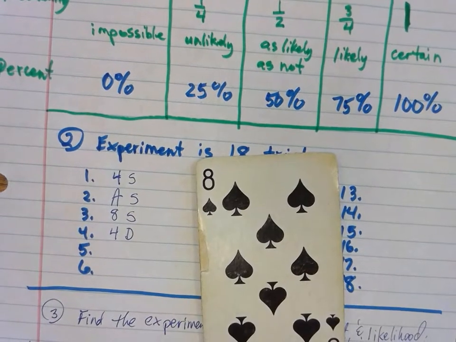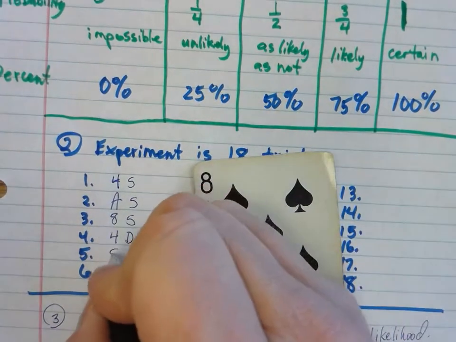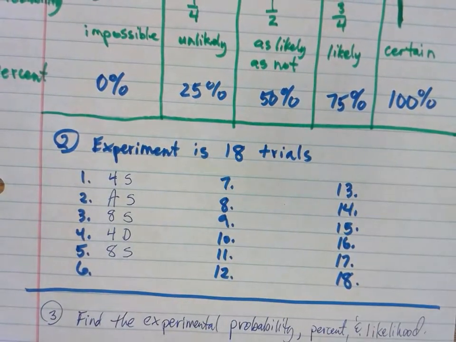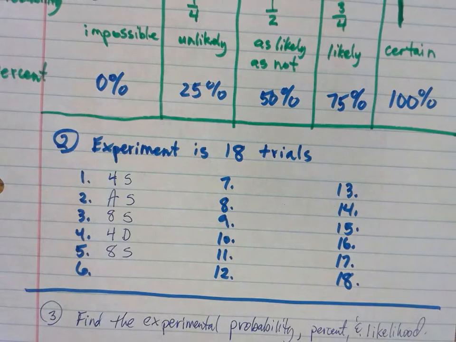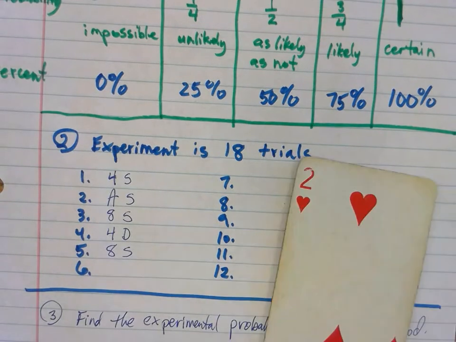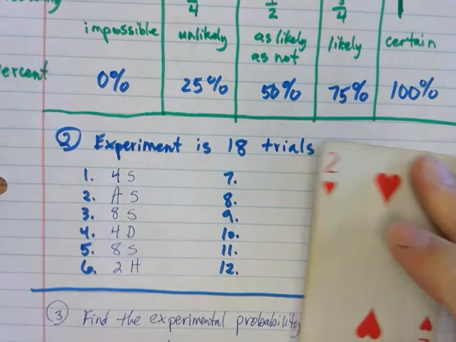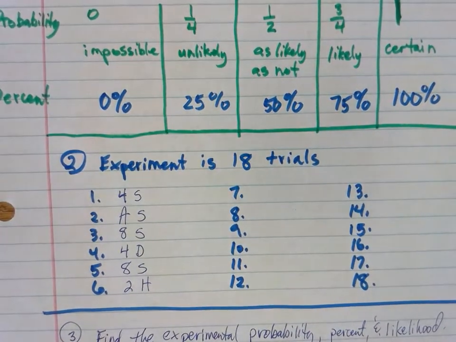And my next one, oh gosh, another 8 of spades. How in the world am I getting all these spades? All right, shuffle them around a little bit. Let's see what that one is. 2 of hearts. 2 of hearts. So I'm gonna write down 2H for that. All right, I'm gonna shuffle them real good this time.